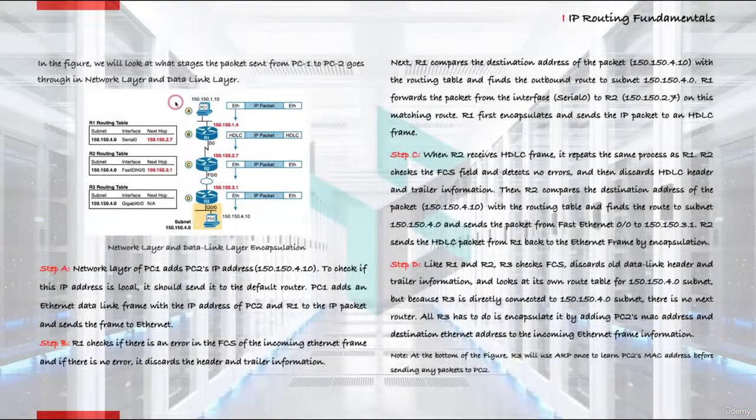Now let's examine it in more detail in the figure here. Let's first look at step A. In step A, PC1 puts the packet into its Ethernet frame and transmits it to router 1. Router 1 first checks this incoming Ethernet frame. If you remember, there was a trailer at the end of the Ethernet frame, and this trailer had the FCS in it. First, the router checks the FCS. If there is a problem with the FCS, it drops the frame without taking the packet. After checking the FCS, it checks whether the destination MAC address in this Ethernet header is its own.